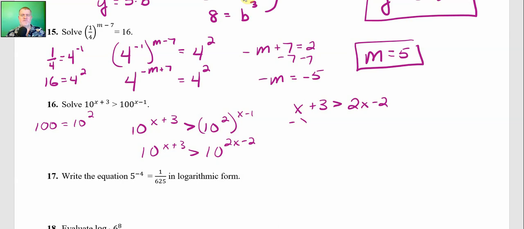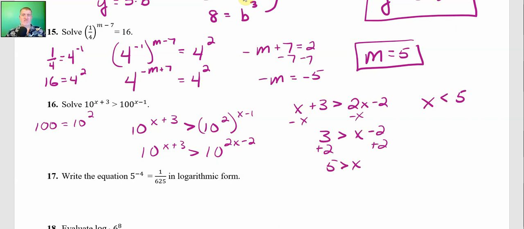Okay, now we'll just solve. Subtract x from both sides. We get 3 greater than x minus 2. Now I'm going to add 2 to both sides. 5 is greater than x, but we got to write the x first. We don't have to, I'm just so used to doing it that way. X is greater than 5. I'm sorry, x is less than 5.